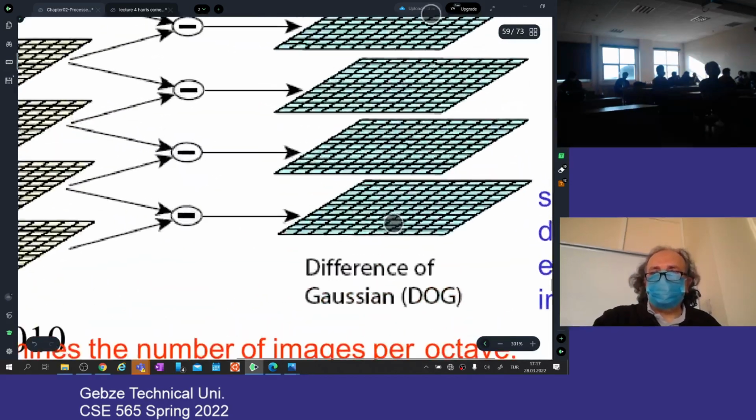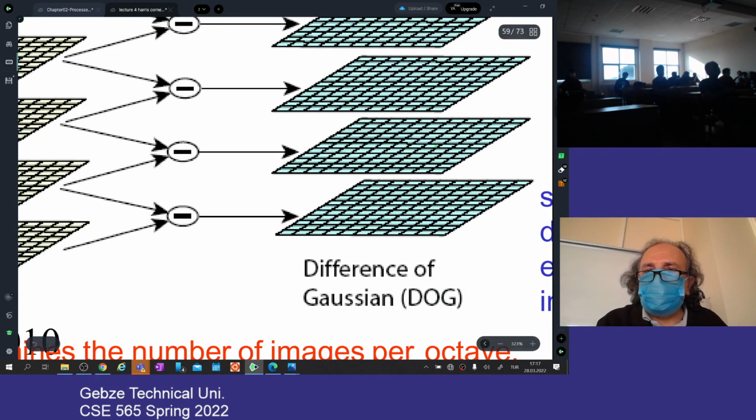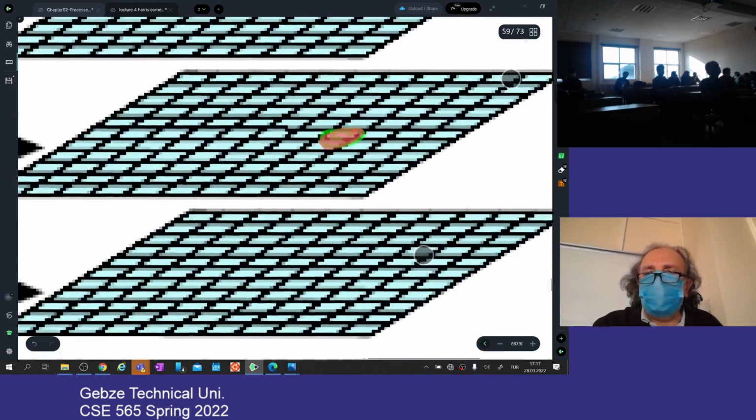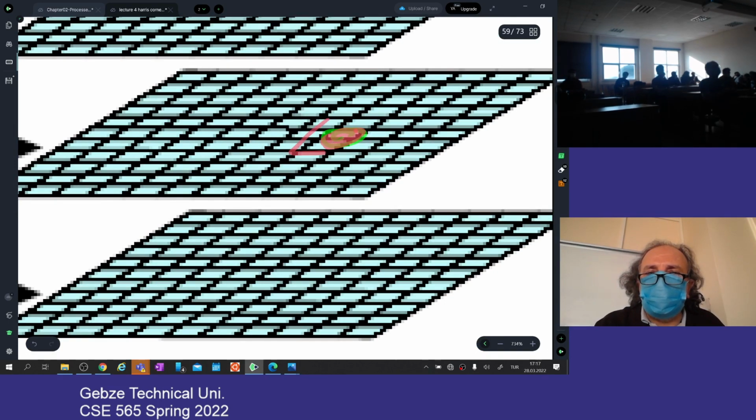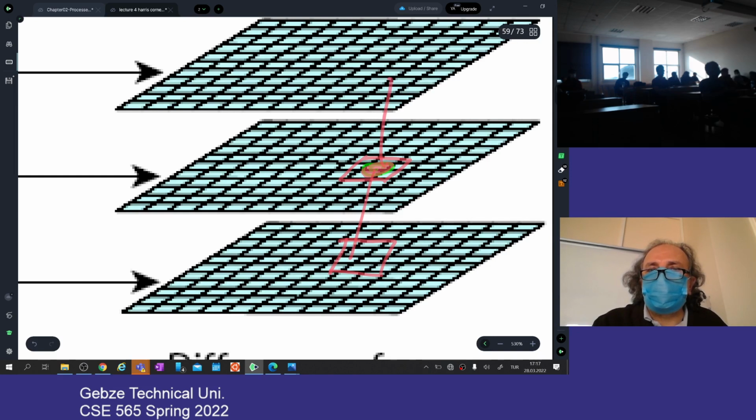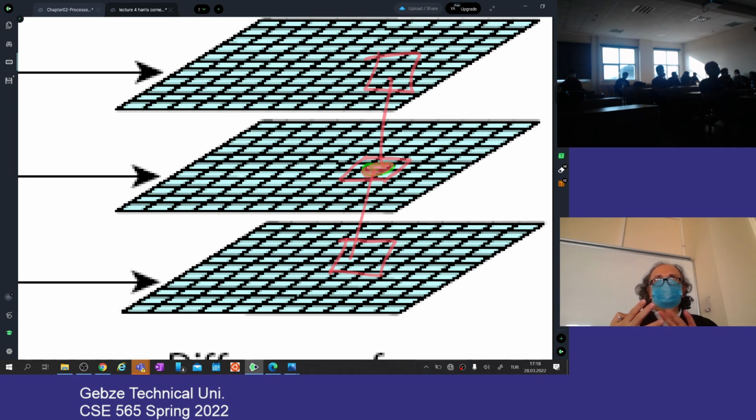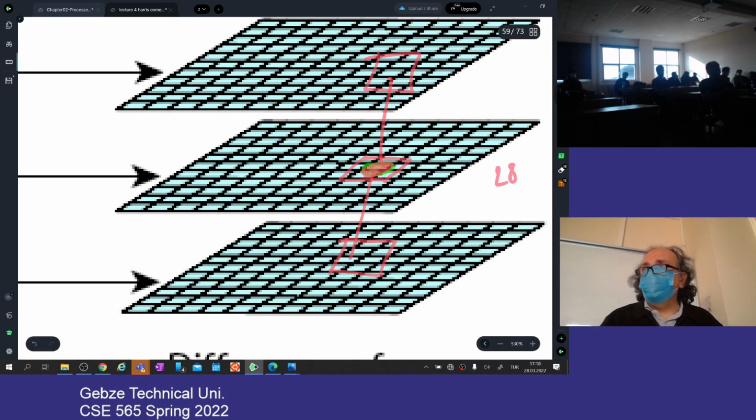I take this one, okay? For example, I take this pixel here. I compare it with all the other pixels around it, 8 of them. Also, I compare it with the 9 pixels in this level, and I compare 9 pixels in the level above. So how many pixels are there? 9 plus 9, 18, plus 8, 26. I compared with 26 pixels around it.